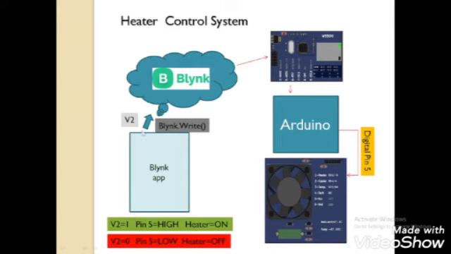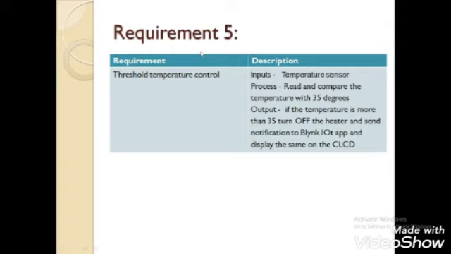So the heater we have connected to V2, that is virtual pin 2. When virtual pin 2 is 1, pin 5 is high and the heater is on, and if virtual pin 2 is 0, pin 5 goes low and the heater is off. We have connected the heater to digital pin 5 of the Arduino, and the same process as the cooler goes in the heater control system.